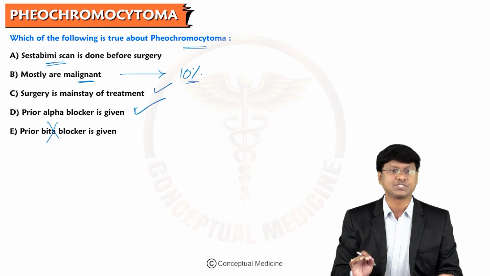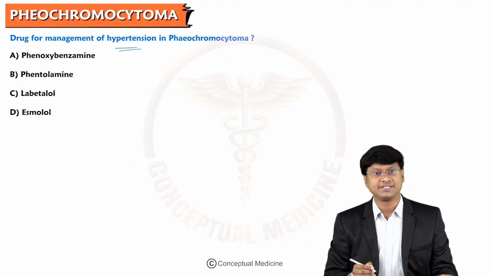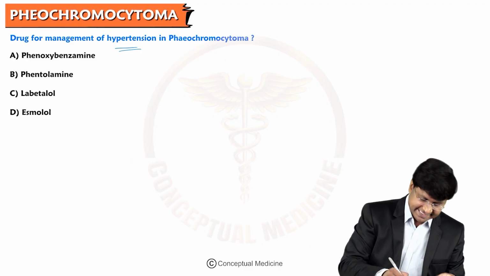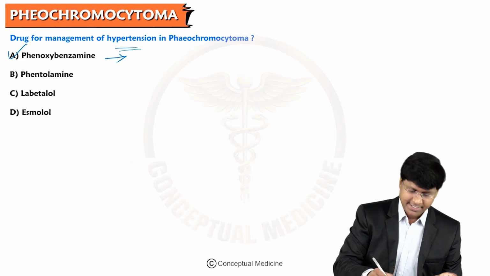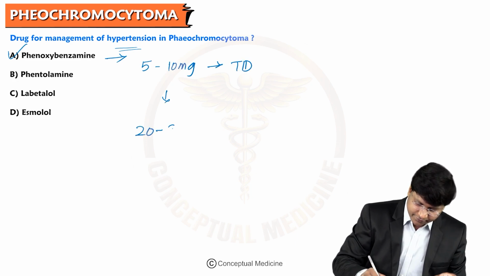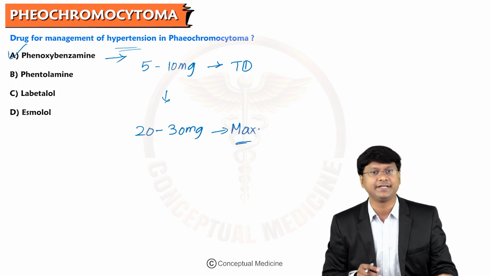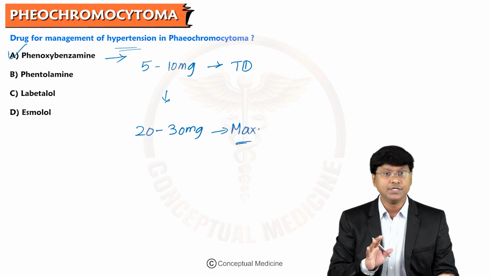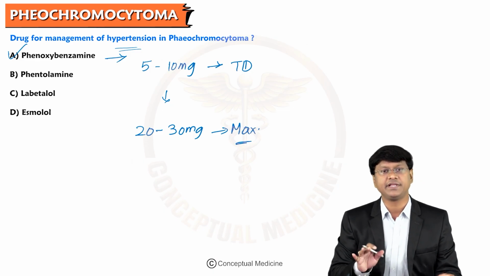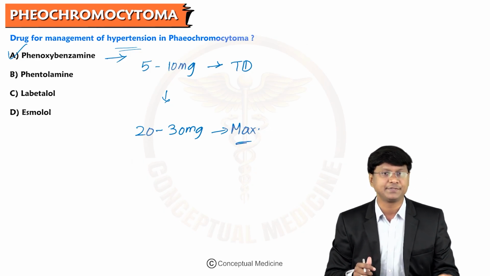Now, the last question. Drug for management of hypertension in pheochromocytoma: phenoxybenzamine, phentolamine, labetalol, esmolol. Please remember, phenoxybenzamine has to be given. And phenoxybenzamine should be given at a dosage of 5 to 10 milligrams thrice daily. And this has to be increased to a dosage of 20 to 30 milligrams. That is the maximum dose, and this will help in controlling the blood pressure to less than 160 by 90 millimeters of mercury before surgery, right? So these are some of the very important points related to pheochromocytoma and their respective multiple choice questions.